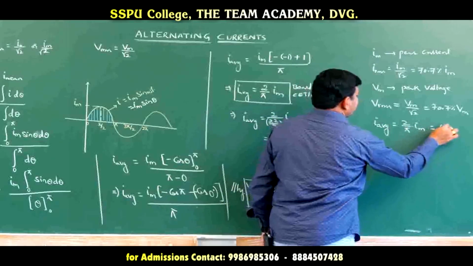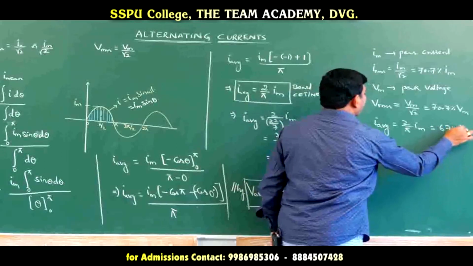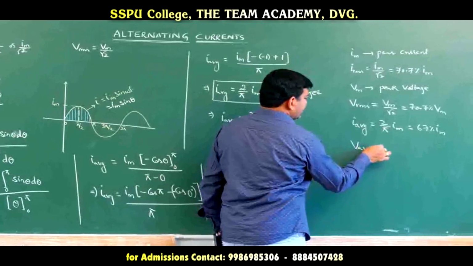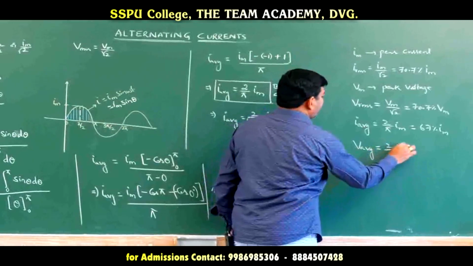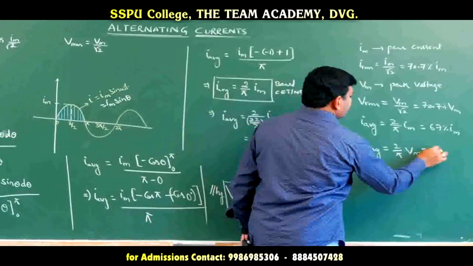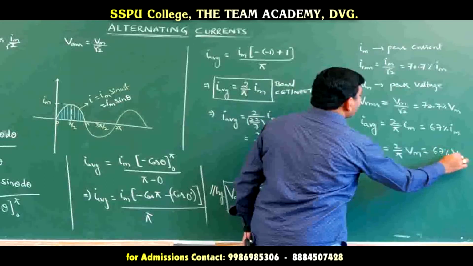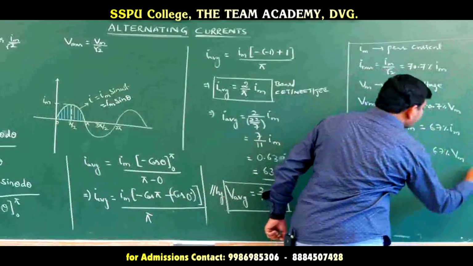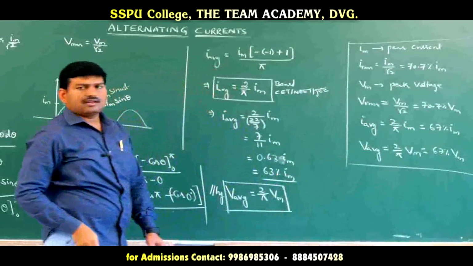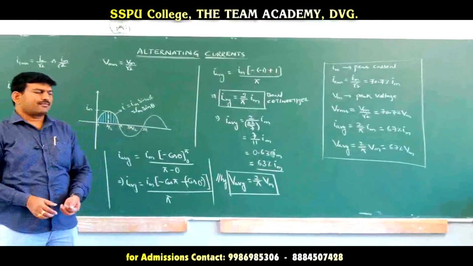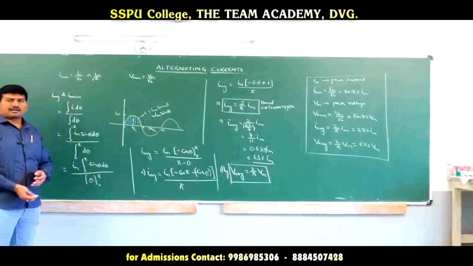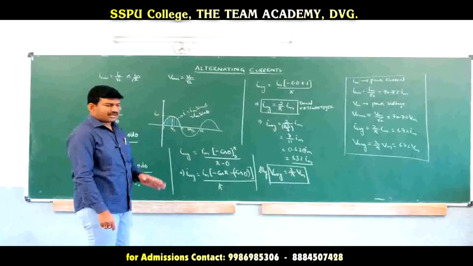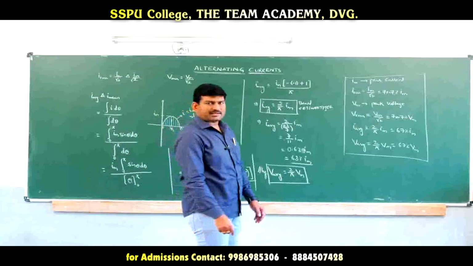is equal to 67% of Im, or V average over the half cycle is equal to 2 by pi times Vm, that is equal to 67% of Vm. All these terms will be useful for our competitive part of exam as well as for the board 2-mark level questions. Is it clear? This is about the average values and the RMS values. Next we will be learning about the pure inductive circuit, and then we will learn about the pure capacitive circuit.